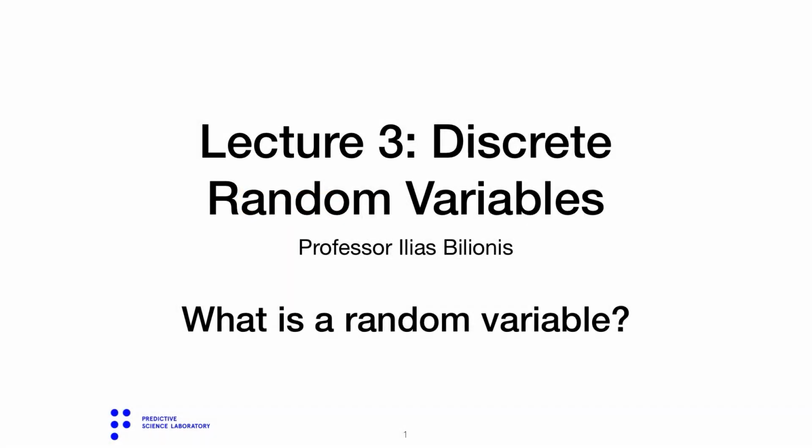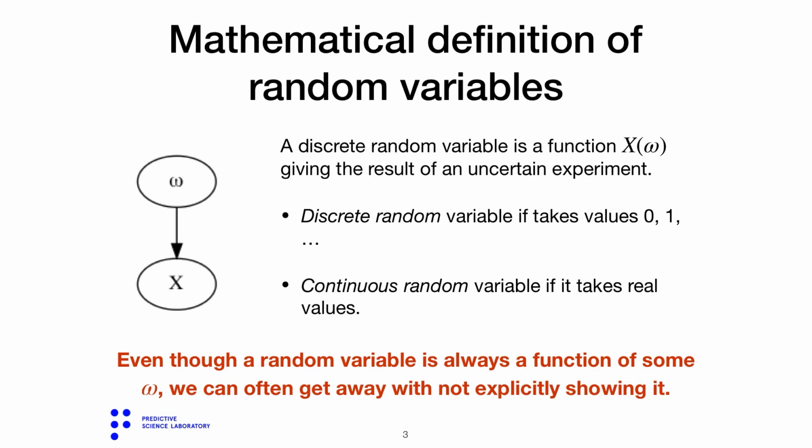In this lecture, we're going to be concerned with the concept of a random variable, which is a mathematical idealization of the result of an experiment. So a discrete random variable is basically a function that gives the result of a certain experiment, and you may ask, of course, it is a function of what? Well, it is a function of whatever determines the result of the experiment.